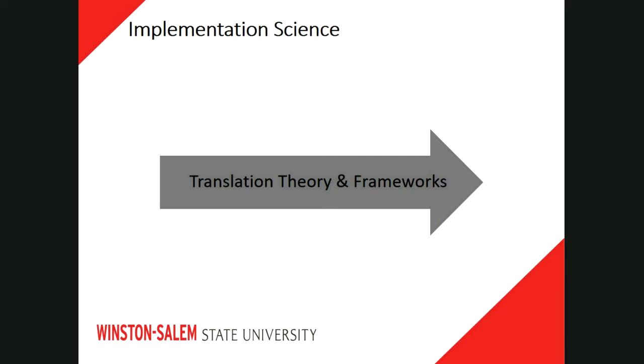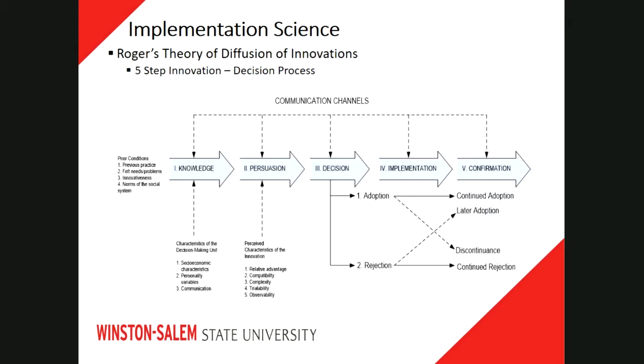Now, when it comes to implementation science, as with many other topics that you studied throughout the program, there are a number of theories and frameworks. And so I want to share some with you. One of the more well-known theories is Rogers' theory of diffusion of innovation. Rogers speaks to 5 steps between innovation and decision and looks at it as a process.